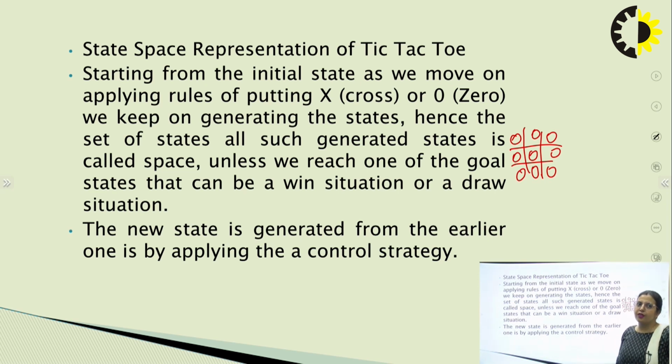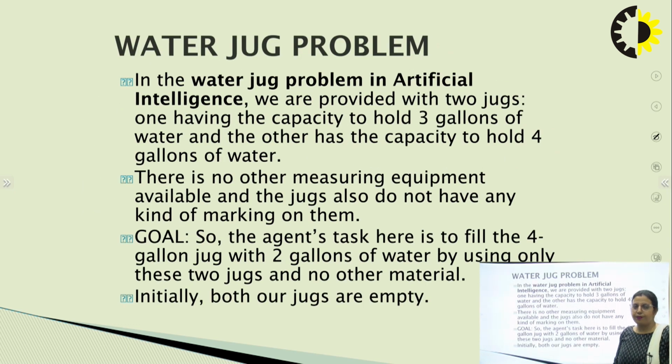So the new state is generally generated from the earlier one by applying the control strategy. Another problem is the water jug problem. This is one of the popular problems in artificial intelligence. In this problem, we are given two jugs, one with a capacity of 3 liters and another with a capacity of 4 liters, and our problem is to fill the jug with the capacity of 4 liters with 2 liters of water.